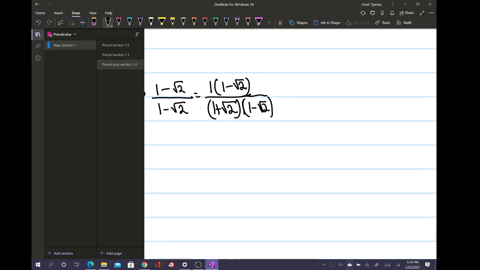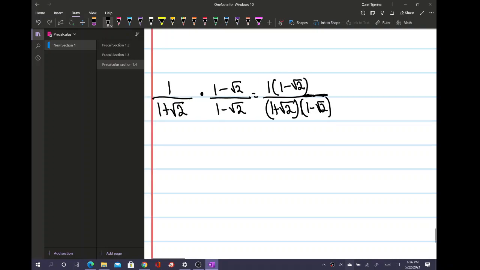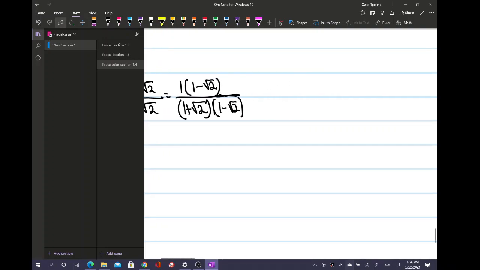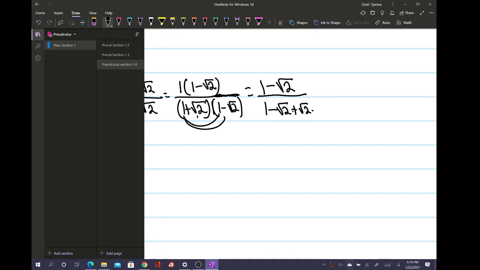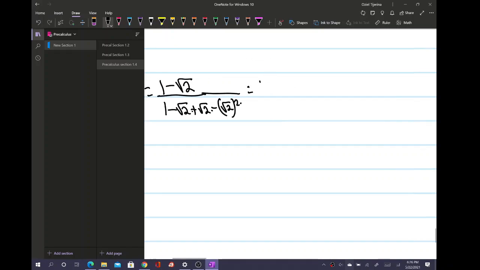I want to give you a really quick warning. Do not cancel this out, because then it's going to give you what you started with again, right? Do not cancel it out. So basically, multiply the top, and then you multiply the bottom as well. So you're going to have 1, and then minus the square root of 2 plus the square root of 2, and then minus the square root of 2 quantity squared, right? This will give you 1 minus the square root of 2 over, and then this will be canceled out.